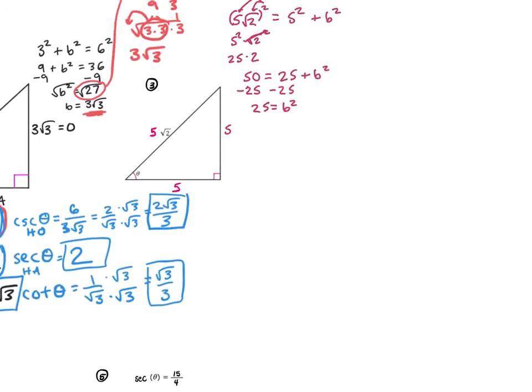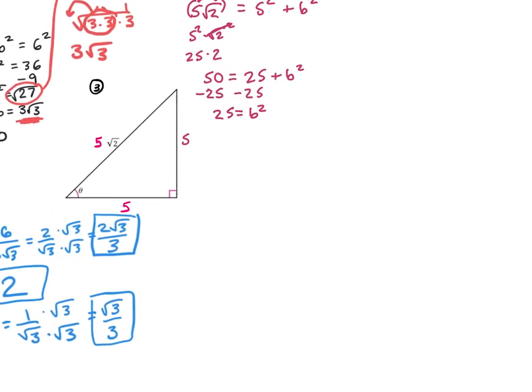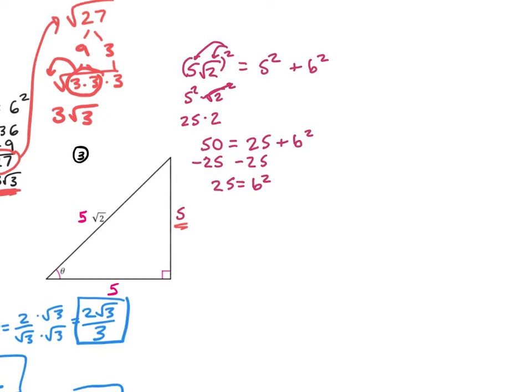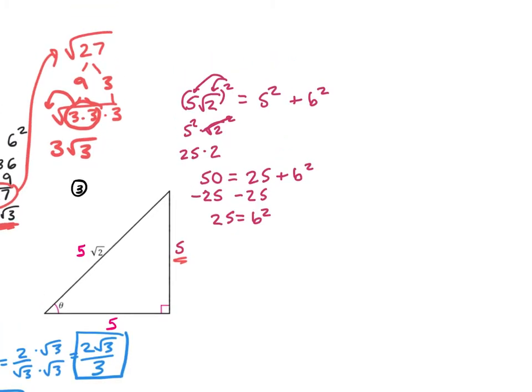All right, let's look at number 3. So yesterday in class, we found the opposite, which was 5. So again, we just did Pythagorean theorem. Just be careful when you're doing Pythagorean theorem.